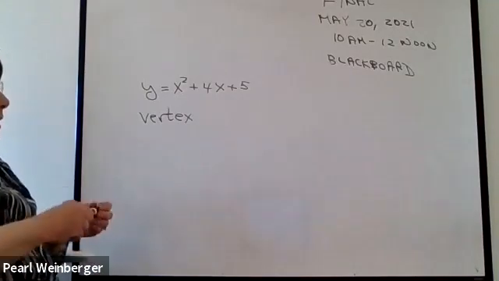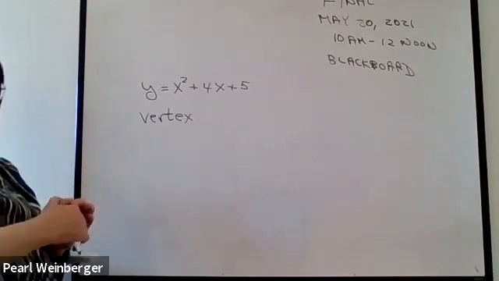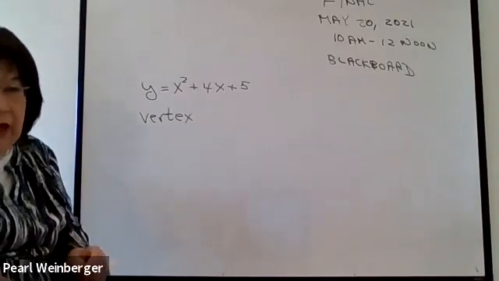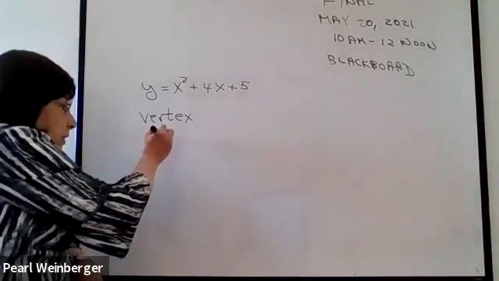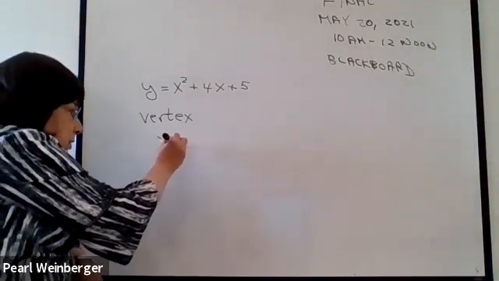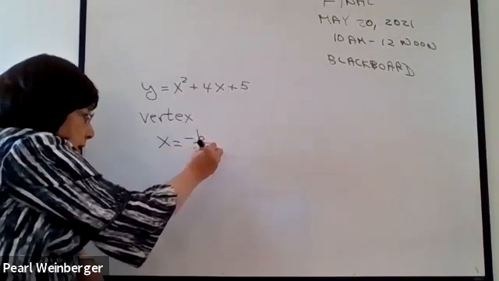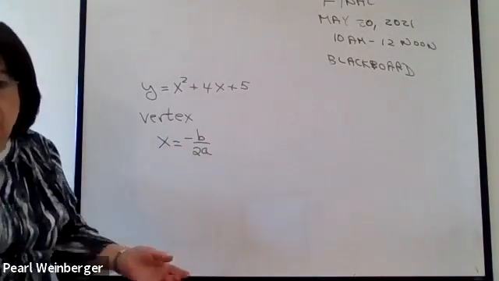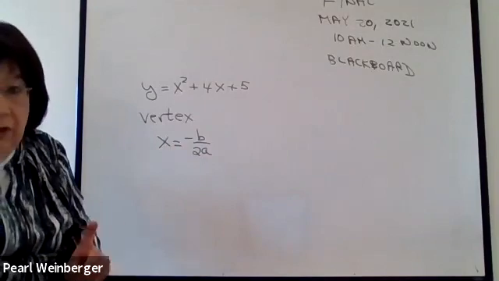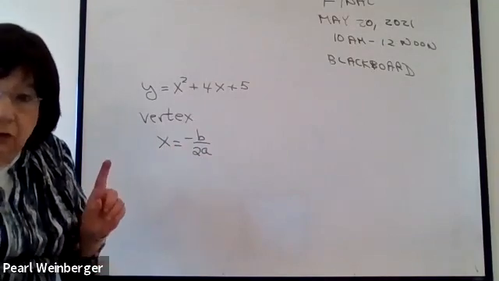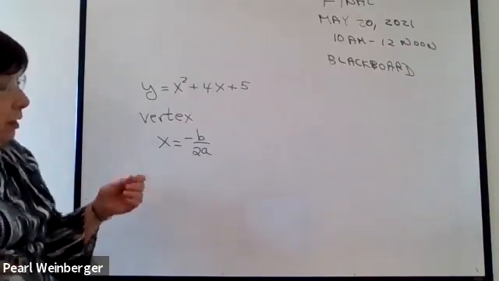Okay. Let's do this together. Remember, there's a formula for figuring out the vertex of a parabola. That formula goes like this: x equals negative b over 2a. And you must know this. Nobody's giving you this formula. You have to know this formula. Now, that doesn't give you the vertex. It just gives you the x of the vertex. And then you have to figure out the y separately.